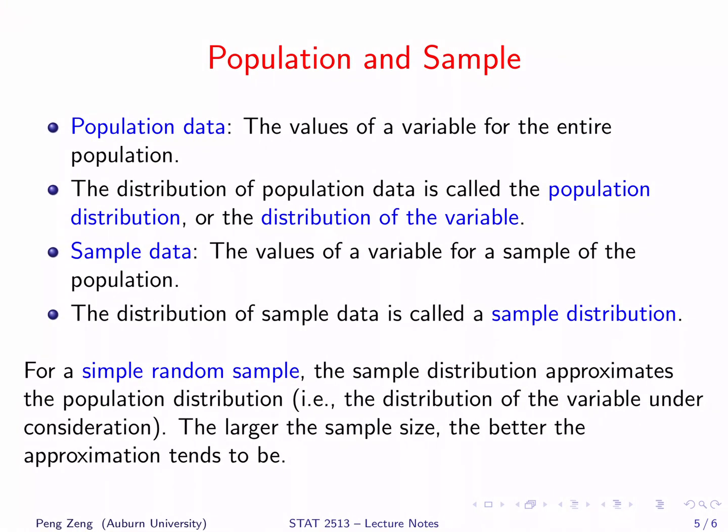We have discussed before population and sample. Population data means the values of a variable for the entire population. The distribution of population data is called a population distribution, or the distribution of the variable. Sample data means the values of a variable for a sample of the population. The distribution of sample data is called a sample distribution. For a simple random sample, the sample distribution approximates the population distribution. Clearly, the larger the sample size, the better the approximation tends to be.